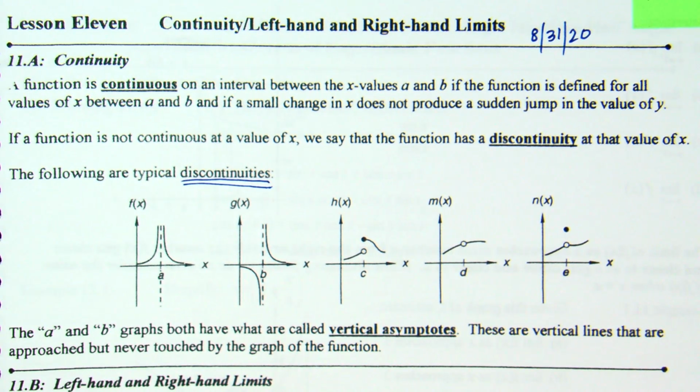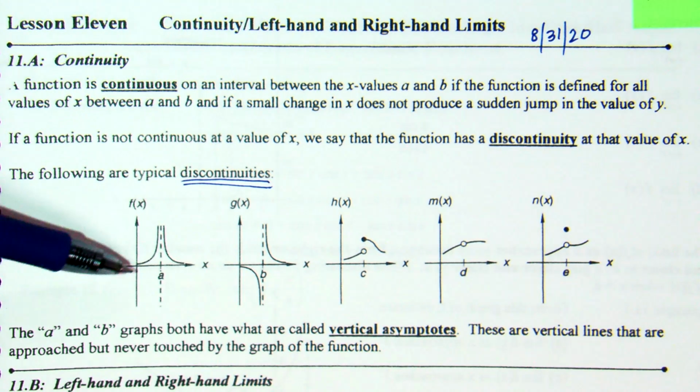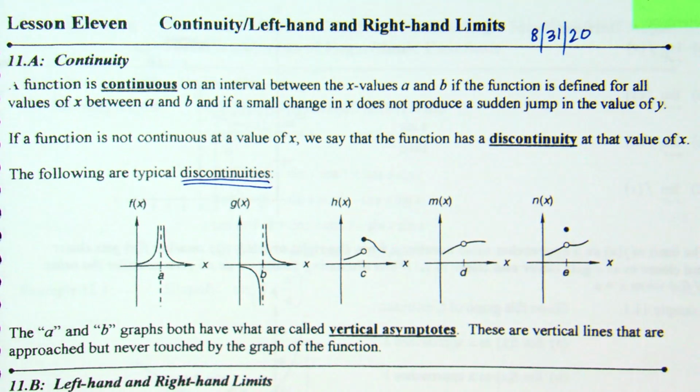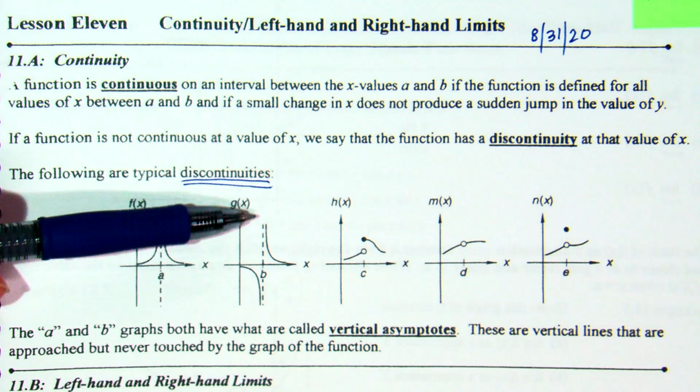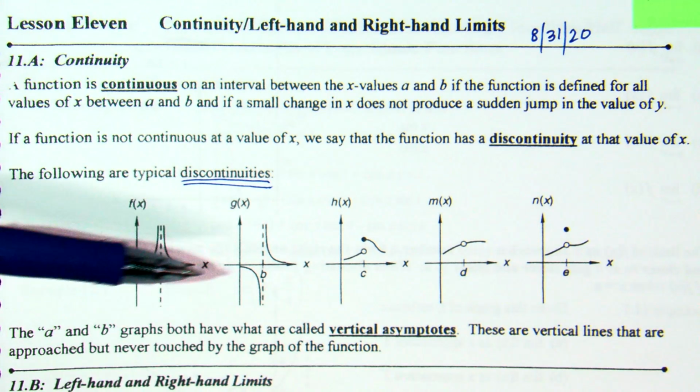Anytime there's a vertical asymptote, your graph is discontinuous. It is not continuous right here. It's discontinuous at a because on both sides of a, it's going up to positive infinity, but they're not going to eventually touch. They're going to get really close, but they're not going to touch. On g of x here, it's discontinuous at b. We've got one side going down, the other side going up. They're going to get close, but at that b value, my graph is discontinuous.